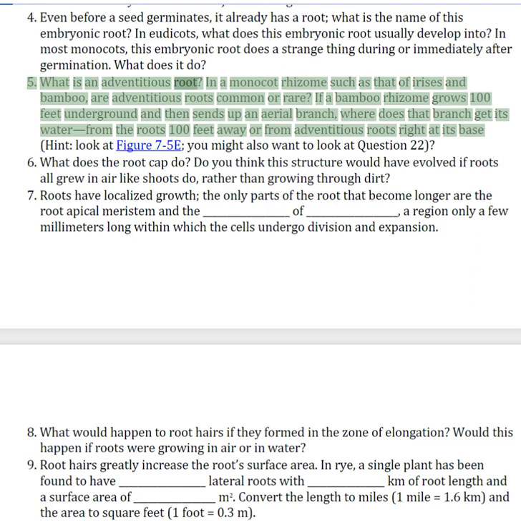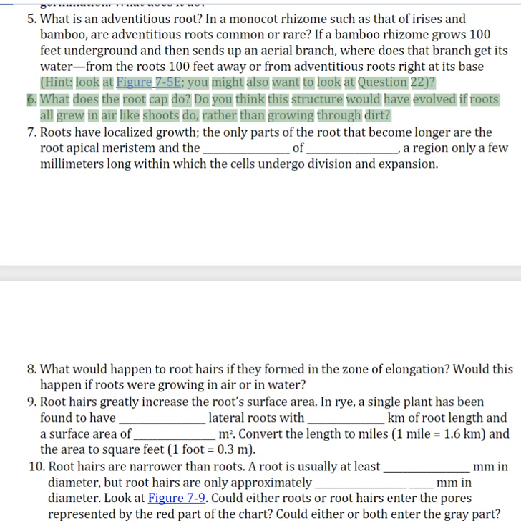5. What is an adventitious root? In a monocot rhizome such as that of irises and bamboo, are adventitious roots common or rare? If a bamboo rhizome grows 100 feet underground and then sends up an aerial branch, where does that branch get its water? From the roots 100 feet away or from adventitious roots right at its base? 6. What does the root cap do? Do you think this structure would have evolved if roots all grew in air like shoots do, rather than growing through dirt?